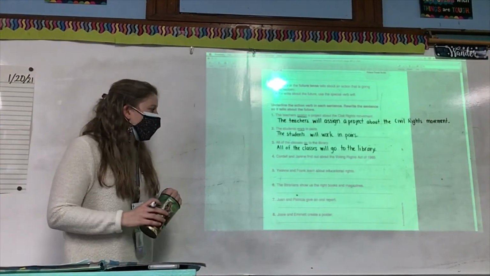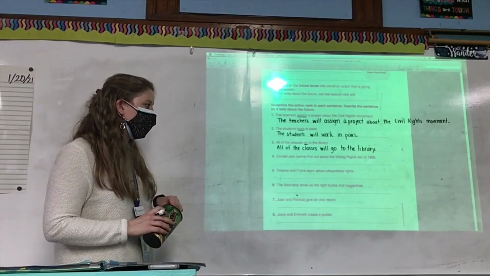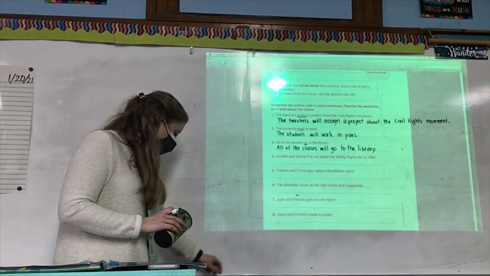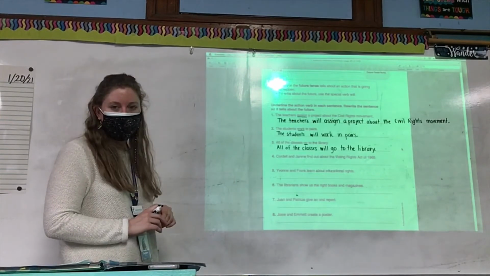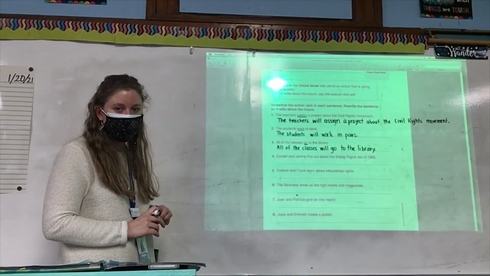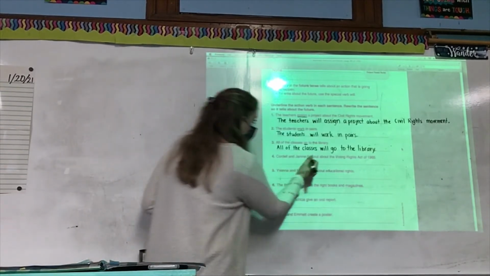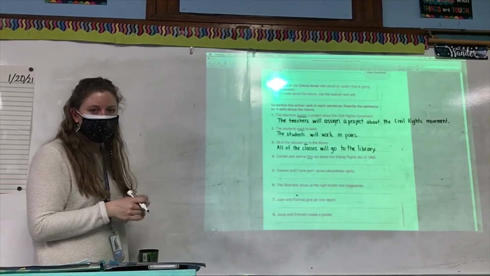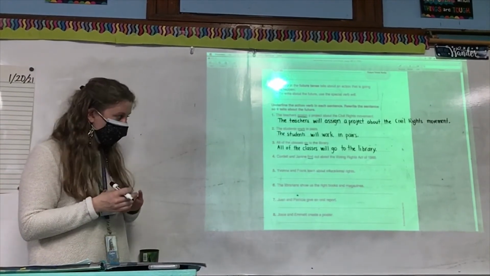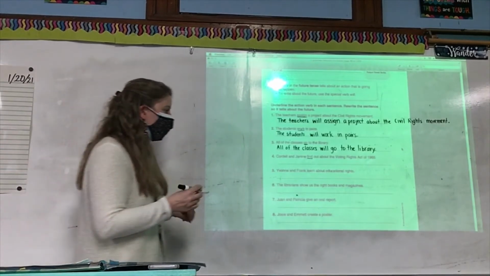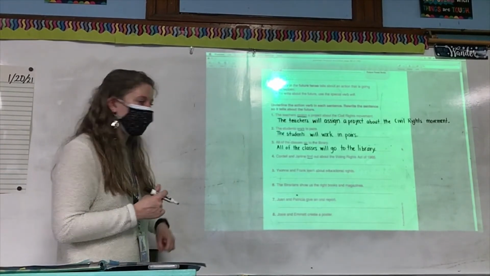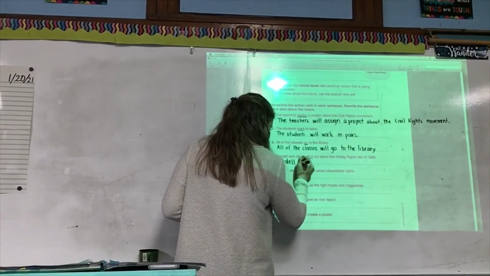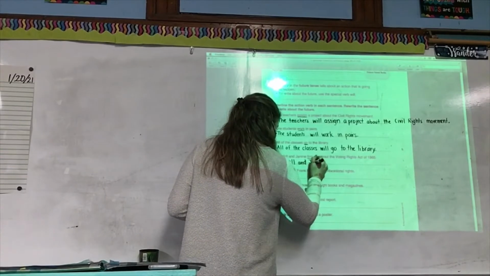Okay, number 4. Cordell and Janine find out about the Voting Rights Act of 1965. Smith, what is the verb? Find. Very good. So it's in present tense now, but we want to make it future tense. So what do we need to do? We need to put the word will in front of find. Good. So what should the sentence say to make it future tense? Cordell and Janine will find out about the Voting Rights Act of 1965.